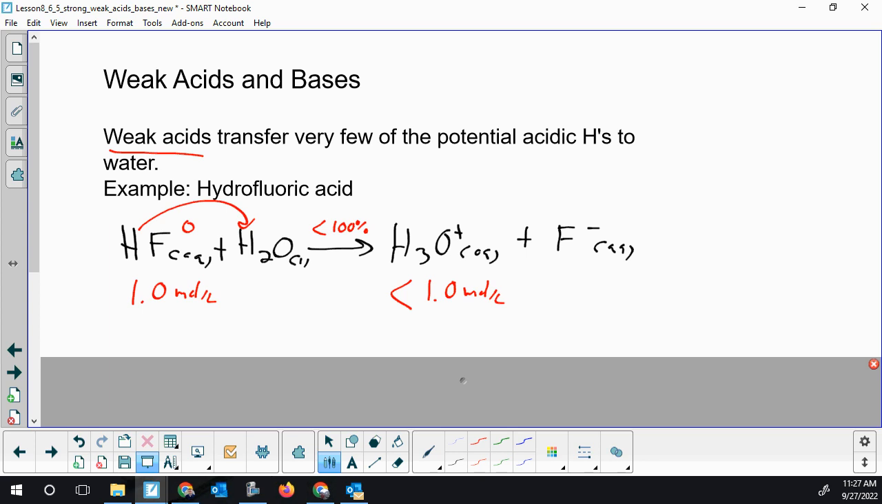Now, if you take the negative log of 1.0, you get a pH equal to 0. Okay? But we're not going to get a pH that low. We're going to get a pH somewhere above 0, depending on how many H's transfer. Okay? And it's chemistry 30 that you learn how to do the math with weaks. Chem 20, you know how to do the math with strongs because it's 100%. So doing these type of calculations are coming. You're a year away from it.